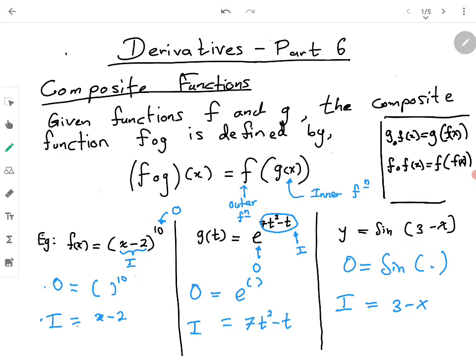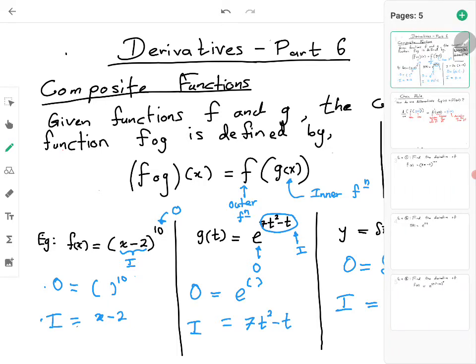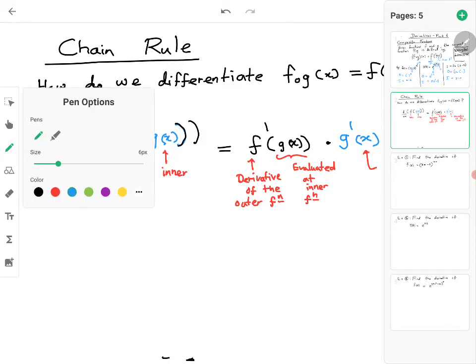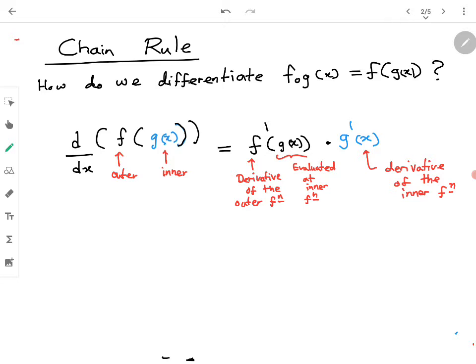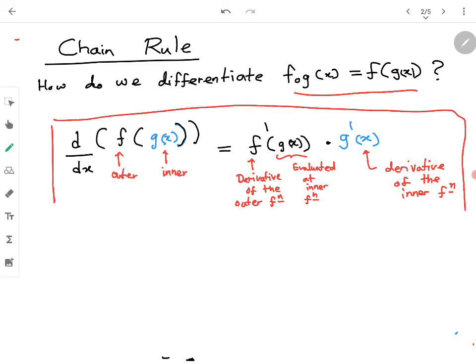Okay, so now that we know how to identify composite functions and the outer and the inner parts, now we can see how we differentiate these types of functions. So to differentiate these types of functions, we use the chain rule. So to differentiate composite functions, the rule we use is called the chain rule, and it's given by this expression. So we have the composite function with the outer function and the inner function, and then the derivative is given by this expression.